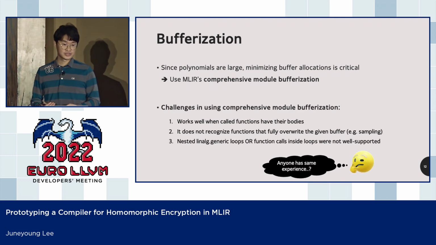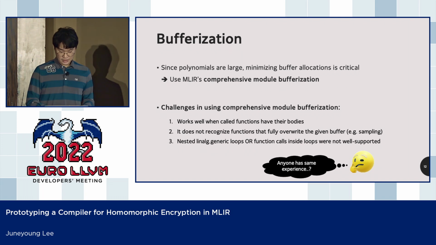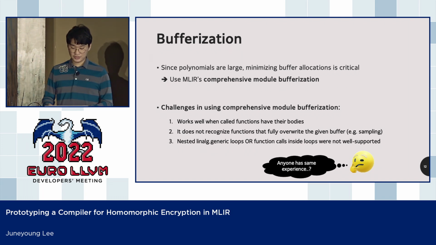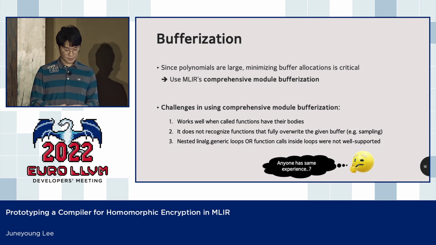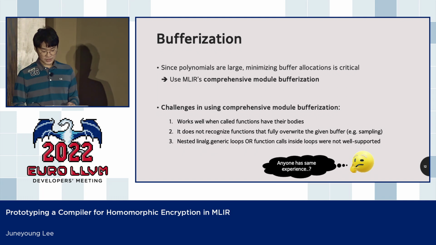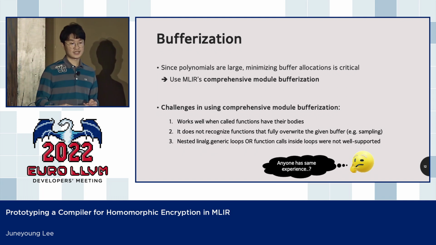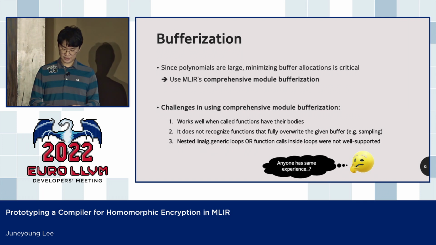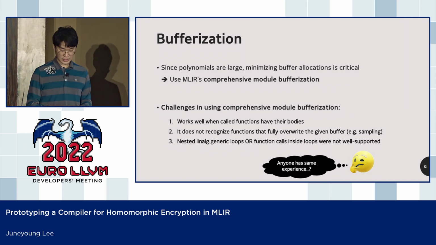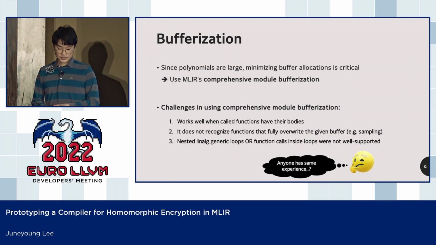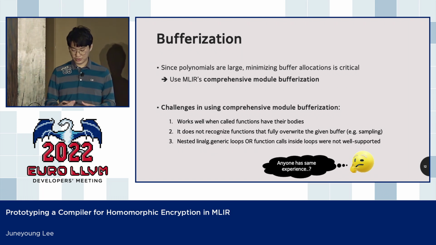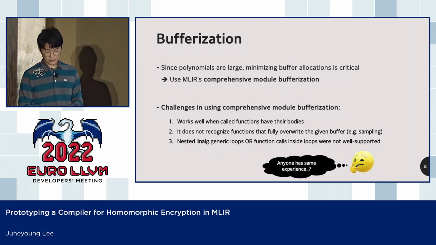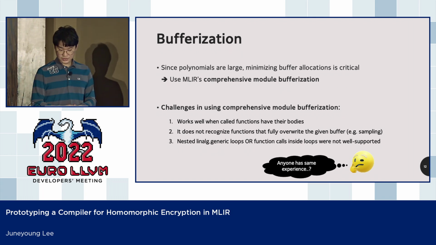However, there are a few challenges in using this path. The first one is that it works well when called functions have their bodies, which means that we cannot simply call some unknown functions. Also, it does not recognize functions that fully override the given buffer. In that case, it tries to allocate a new buffer without reusing the existing one. Also, sometimes it doesn't work well for nested linear generic loops or function calls inside loops. So I had to find a workaround for this case.